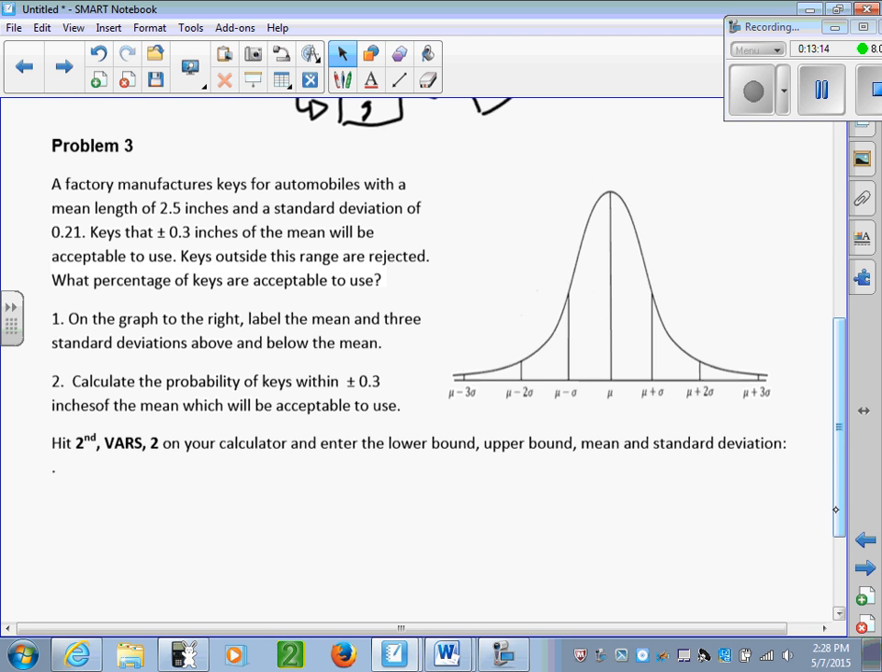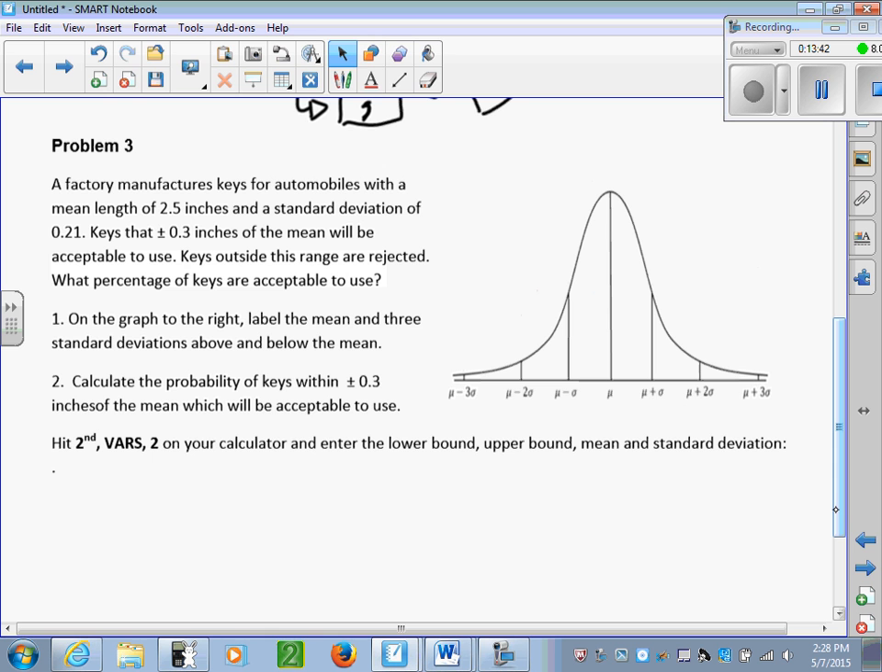Okay, so this says a factory manufactures keys for automobiles with a mean length of 2.5 inches and a standard deviation of 0.21. Keys that are plus or minus 0.3 inches of the mean will be acceptable to use. Keys outside this range are rejected. So what percentage of keys are acceptable to use?